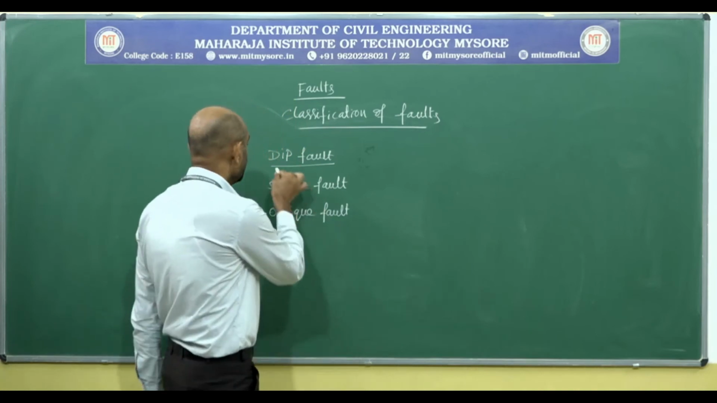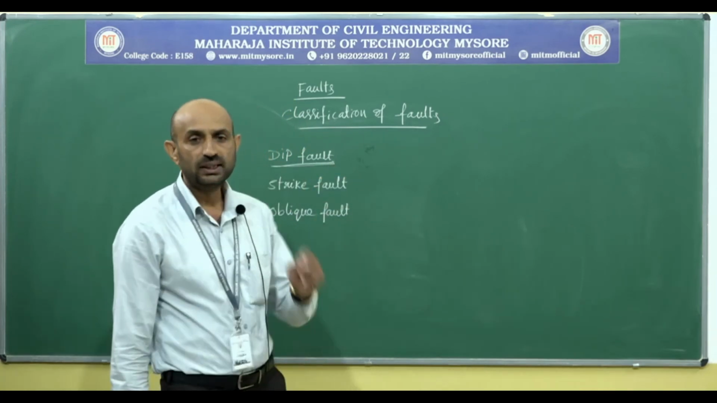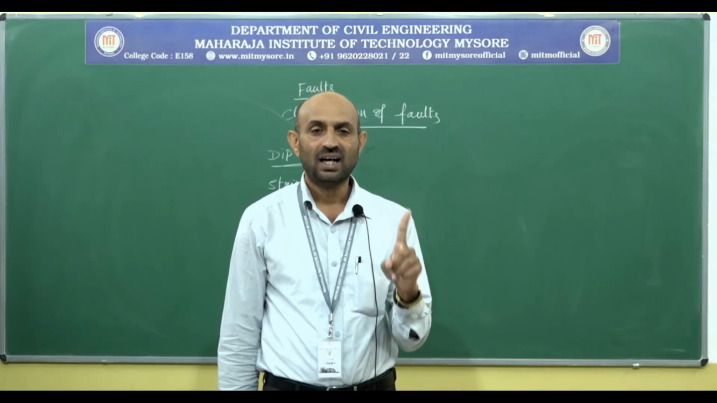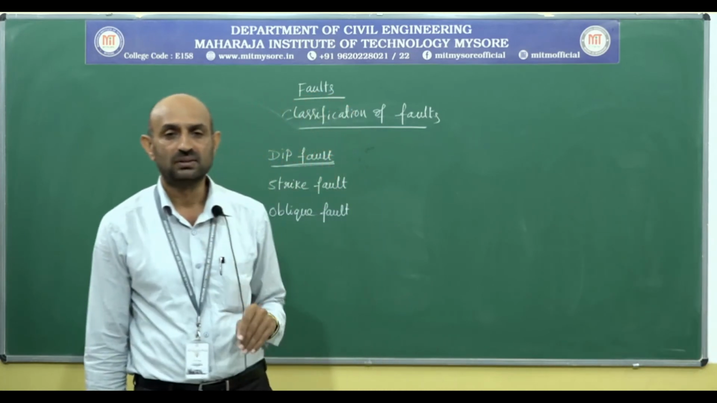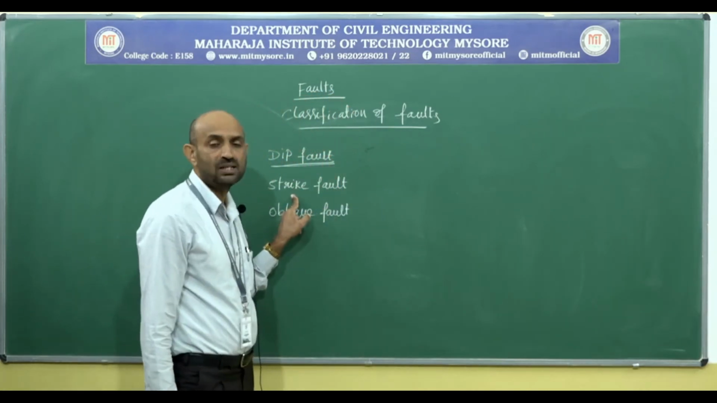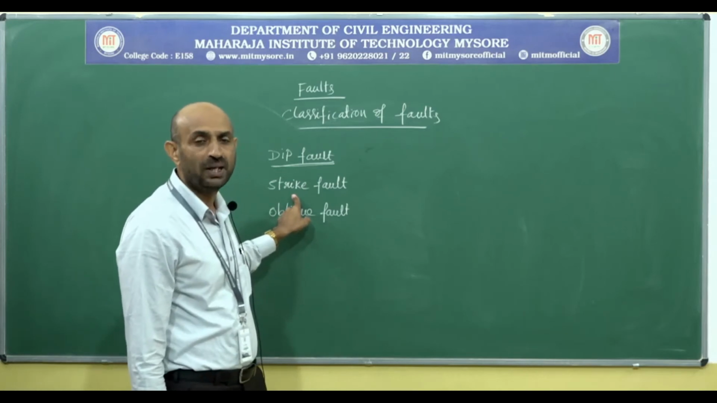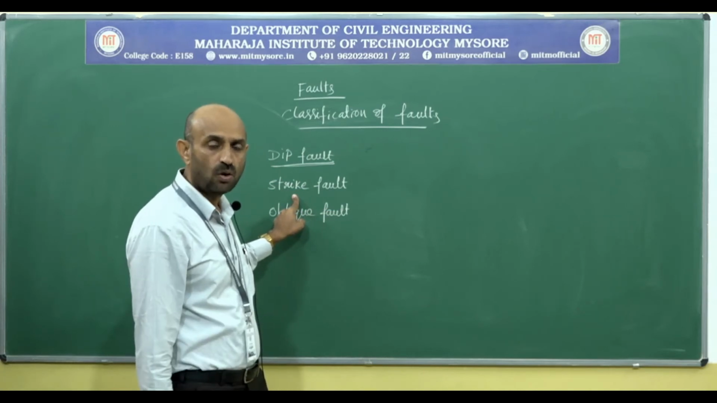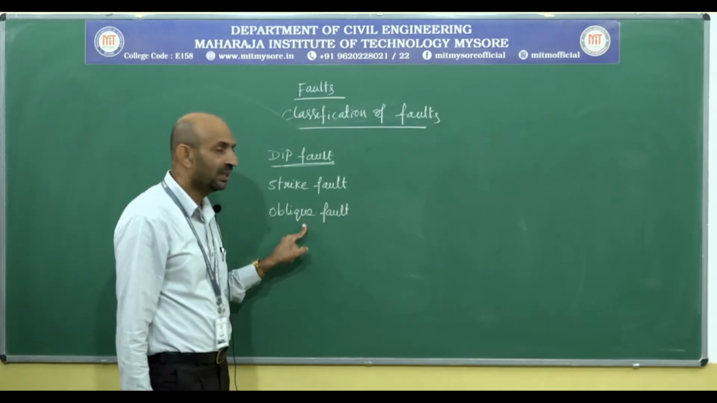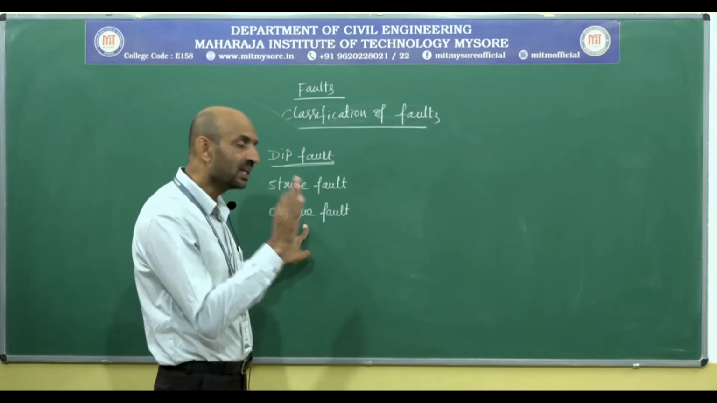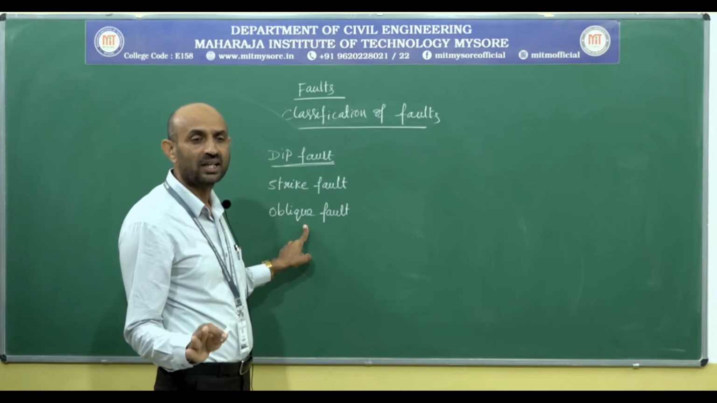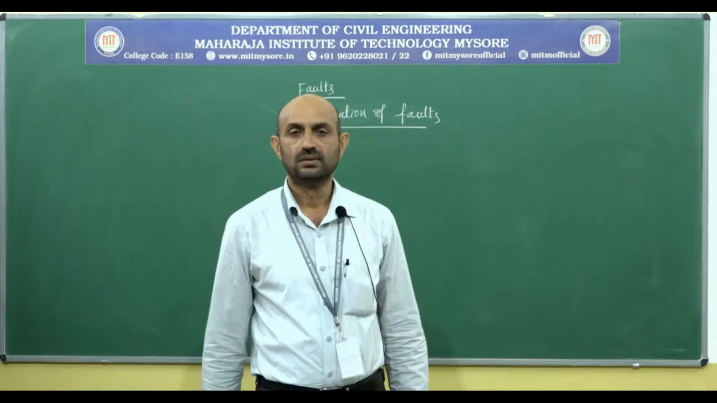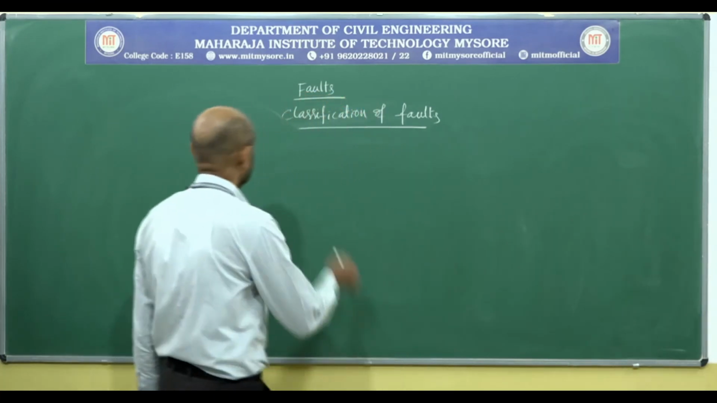What is dip fault? Here displacement has taken place along the direction of the dip. What is a strike fault? Here the displacement has taken place along the direction of the strike. What is oblique fault? When displacement has taken place neither in dip direction nor strike direction, then it is called by the name oblique fault.